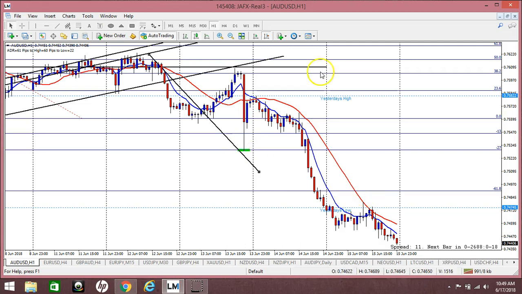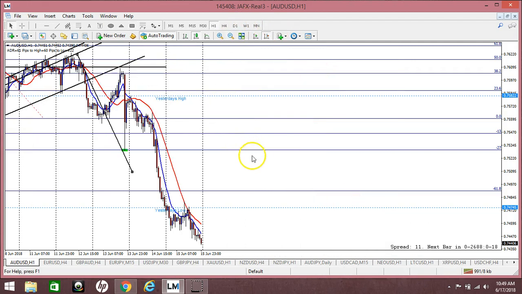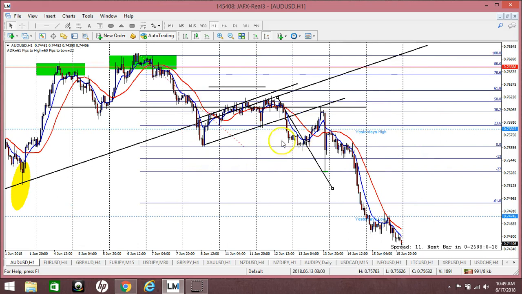Negative 27%, like I spoke about. That was target number 2. Target number 1 was 0%. Target number 2 was that, and then target number 3 is 61.8%.